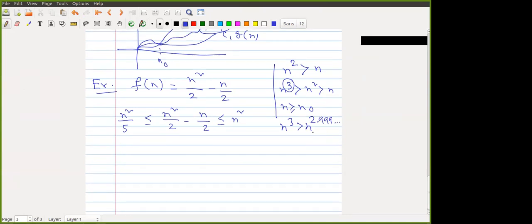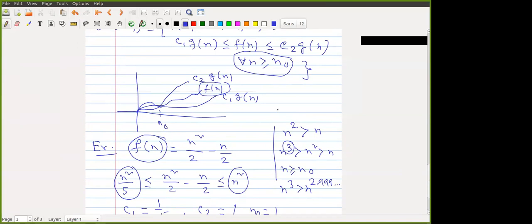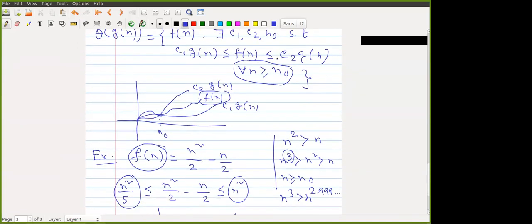If we take large enough n, and we are only considering asymptotics, we will only consider large values of n, so we do not actually care about this threshold value. So for this function f(n), I can upper and lower bound it in terms of n square. So c1 is 1 by 5 and c2 is 1, and I think n naught should be something like 1, so this condition is holding. Is this okay?